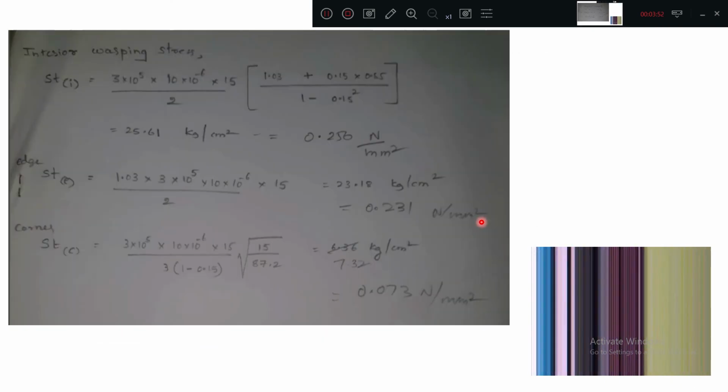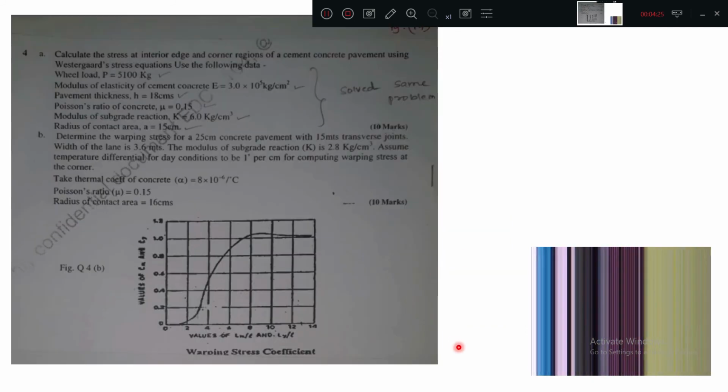Okay, STI, STE, STC, substitution. So 25.61 kg per centimeter square. I am converting and writing it in terms of Newton per mm square, so divided by 100, Newton per mm square. Similarly, 23.18, I am writing it down in Newton per mm square. Here it is 7.32, so I am getting 0.073. Okay, same.